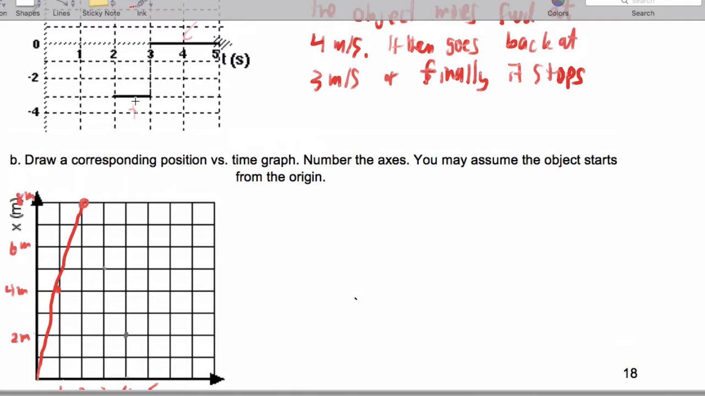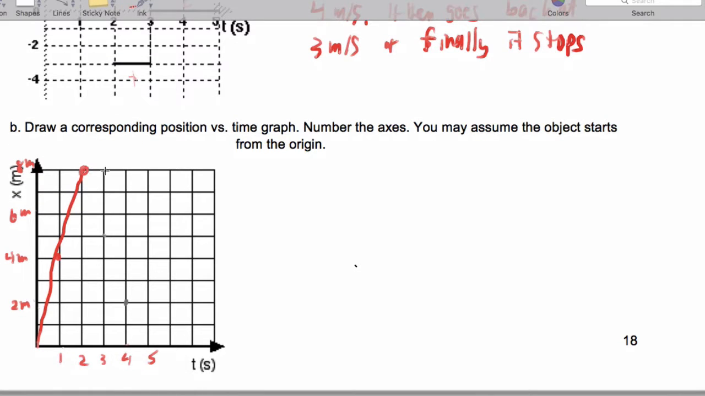Then we go backwards for 1 second at a slope of 3. And finally, we stop for the remaining 2 seconds. So we're using the slope to draw our graph, and that's how we do the problem.